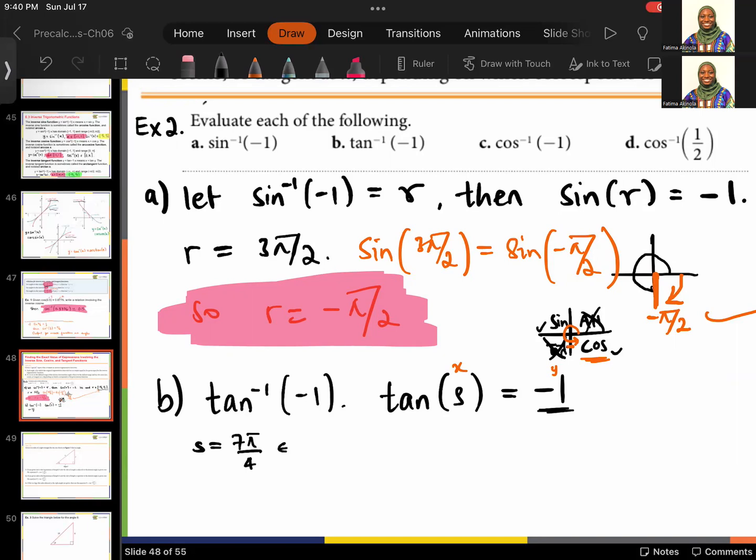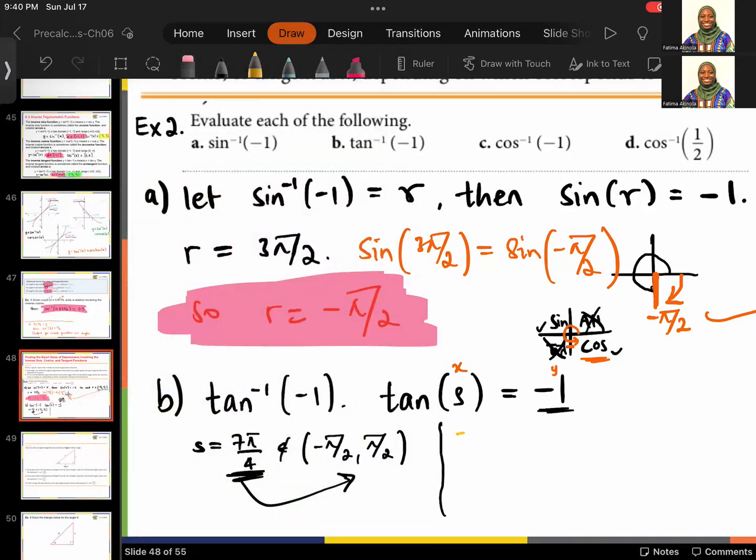But this is not in -pi over 2 to pi over 2. So now we have to use our idea of reference angles to put this somewhere that is in here. And you can do this in multiple ways. Let me just change a pen for this.